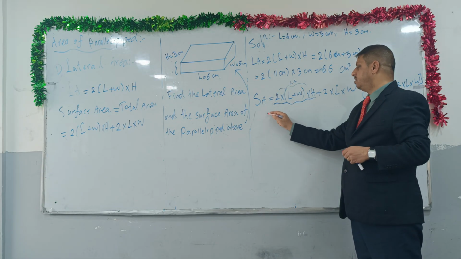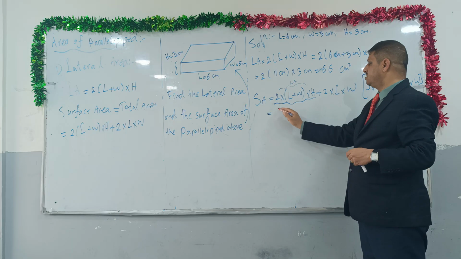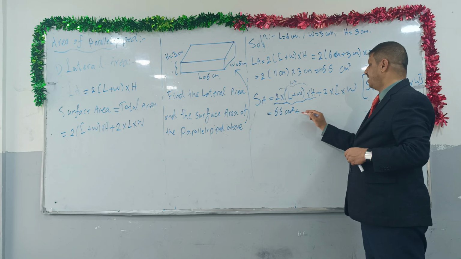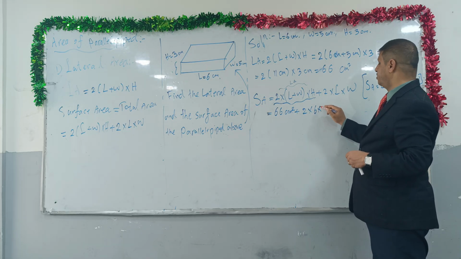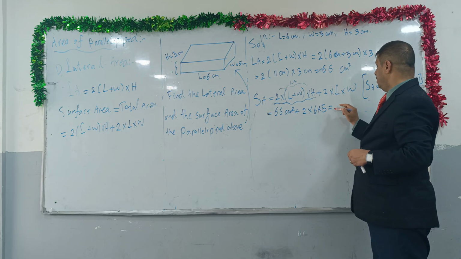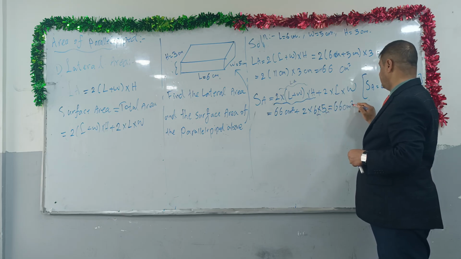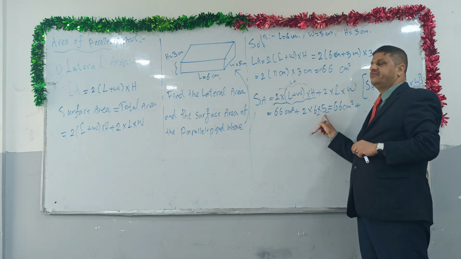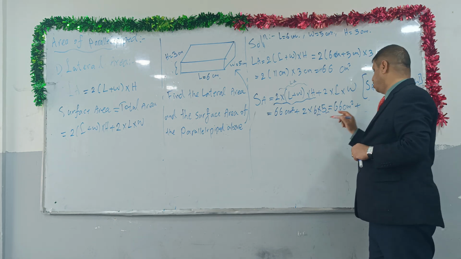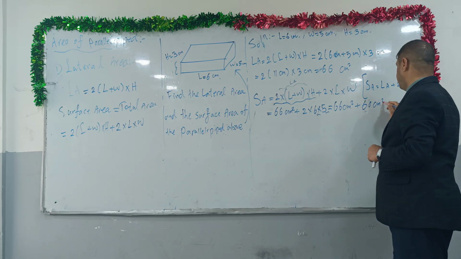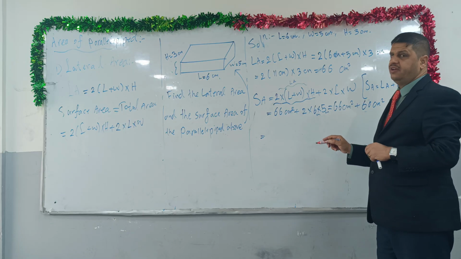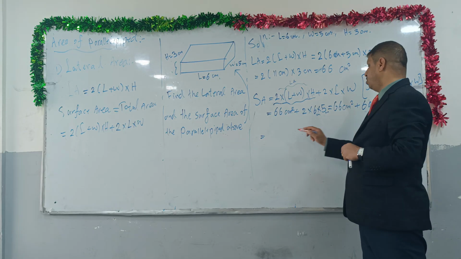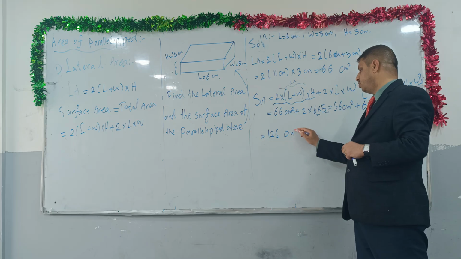Now that equals this quantity, 66 centimeters squared, plus 2 times length 6 times width 5 centimeters squared. 6 times 5 is 30, 30 times 2 is 60 centimeters squared. Now the final result for this area equals 126 centimeters squared.